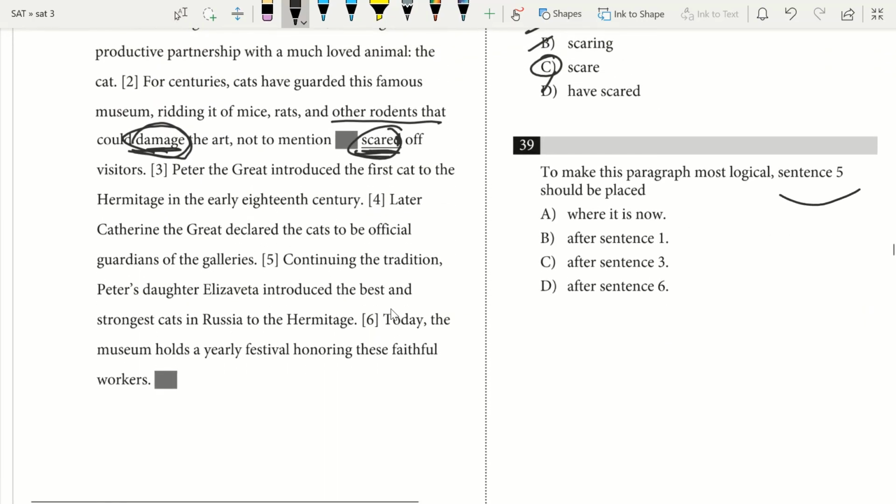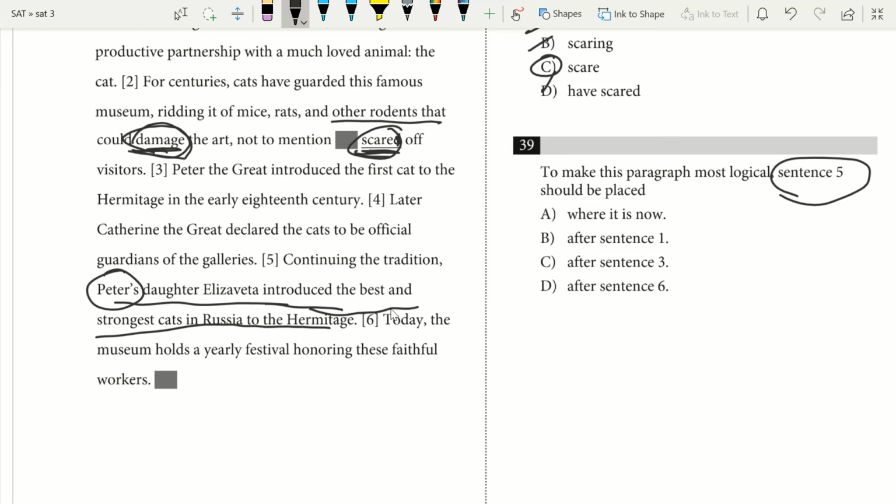Alright, so now we're asked about sentence 5, so we go ahead and read that. Continuing the tradition, Peter's daughter, Elizaveta introduced the best and strongest cats in Russia to the Hermitage. Okay, so we're looking for something with Peter, right? So we're going to try and place sentence 5 after the sentence with Peter. So we go back to where we left off. We have Peter the Great introduced the first cat to the Hermitage in the early 18th century. So we know we're going to want to have sentence 5 come after the sentence with Peter. So sentence 5 will come after sentence 3. So our answer is going to be C there.